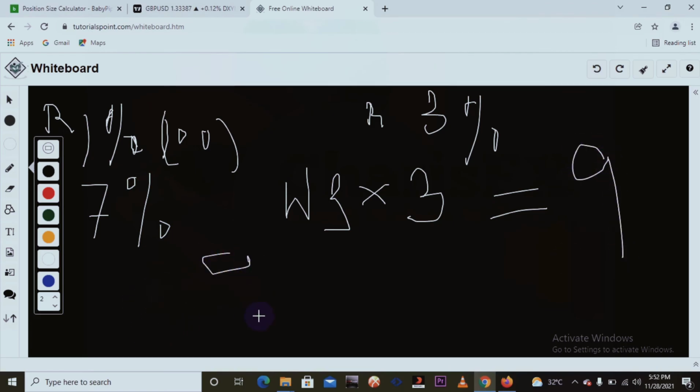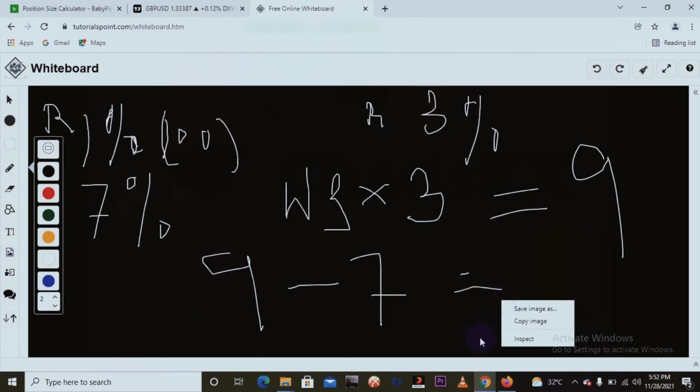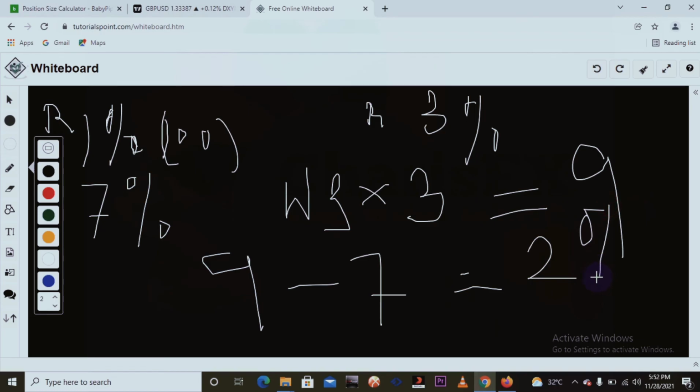When you now subtract, 9 minus 7, that is your wins minus your losses, you see that you have added what? 2% to your account. Do you see that, guys? This same principle applies to any account you are using.